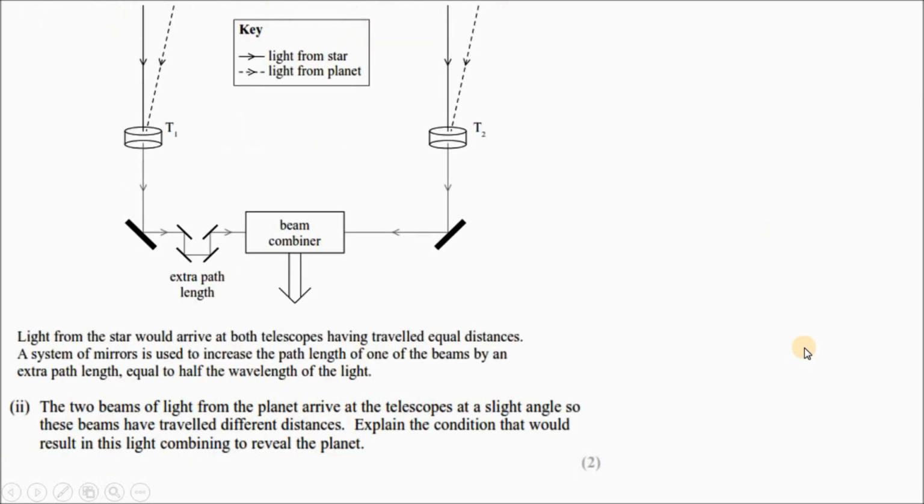Light from a star would arrive at, oh no, sorry, this is the same thing. Now, part 2. The two beams of light from the planet arrive at the telescopes at a slight angle, so that the beams have traveled different distances. If you see that picture, the dotted lines are showing the tilted or slightly slanted path. That means there must be some path difference between these two even before entering into the telescope. So there is a path difference.